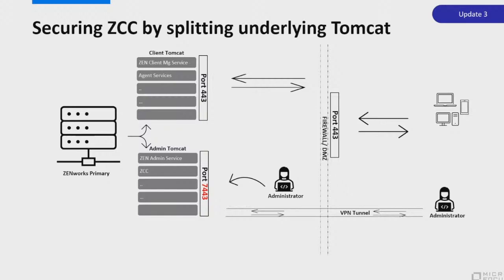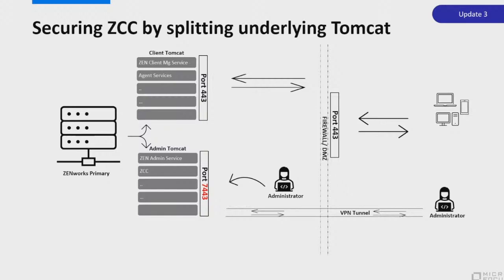The admin services are now on port 7443 by default, but during the system update, you get to specify what port number you want to use for that. We default to 7443, but you can change it to whatever port you want. Then you have the option of handling how you provide access to your administrative services outside the firewall, whatever way you want.